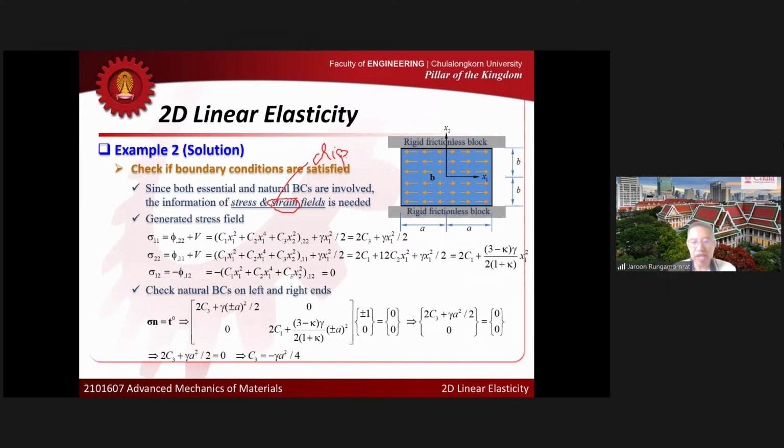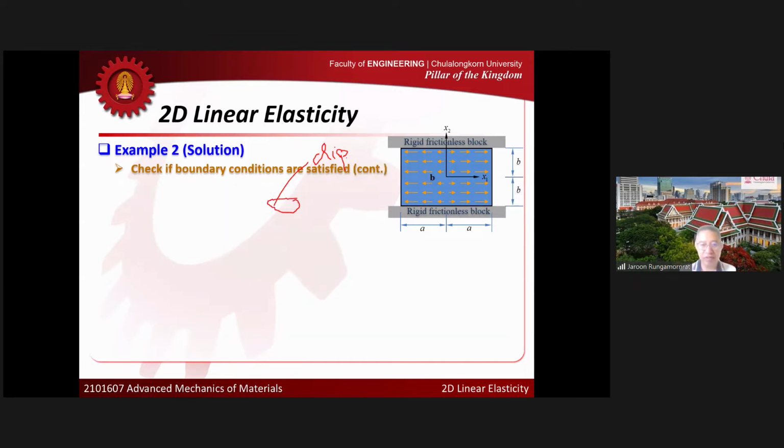So I end up with the value of C3. So C3 is not arbitrary. C3 has to satisfy that condition to make sure that the boundary condition at the left and at the right end are satisfied. Okay, now I get C3. Is that clear to you?